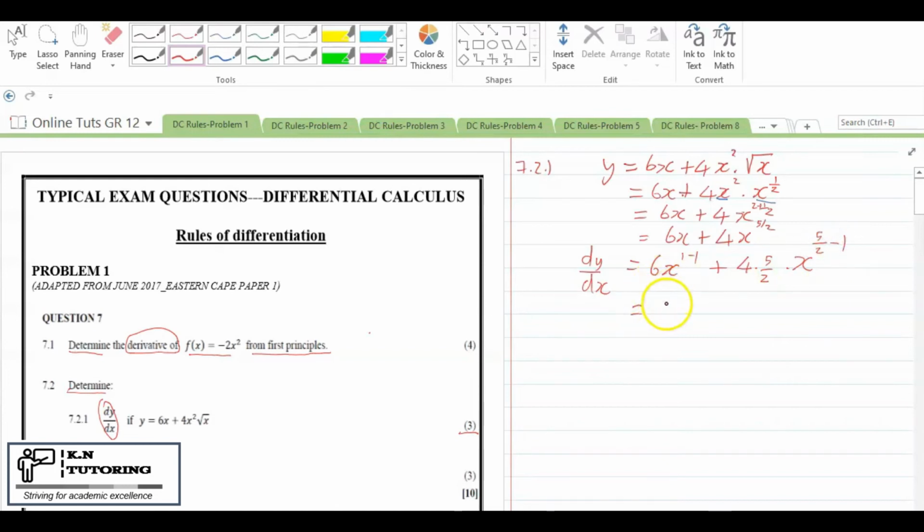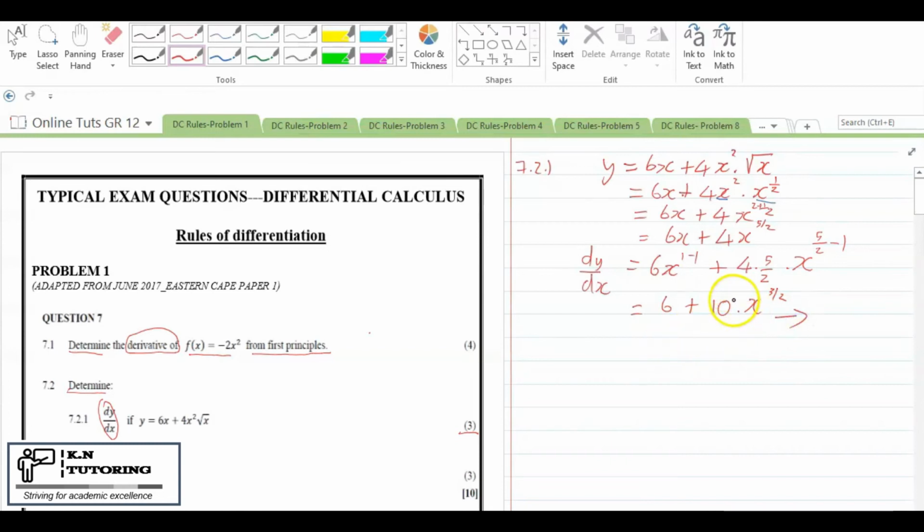When I simplify, this is 6x to the exponent 0. Any number raised to the exponent 0 is 1, so we'll be left with 6 times 1, plus, what is 4 times 5 over 2? 4 times 5 is 20, 20 divided by 2 is 10. Multiply by x, and when I simplify 5 over 2 minus 1, I'll be left with 3 over 2, and that will be your final answer.